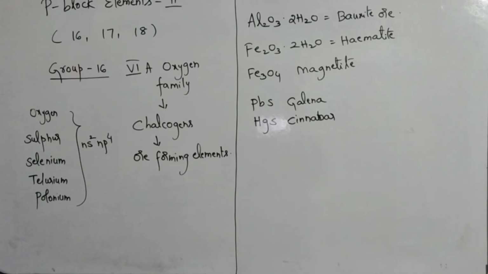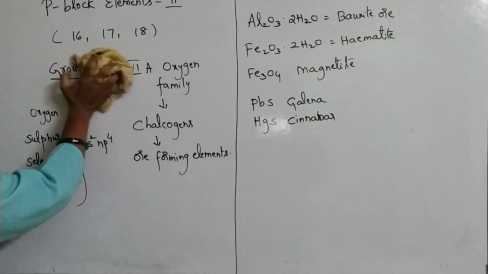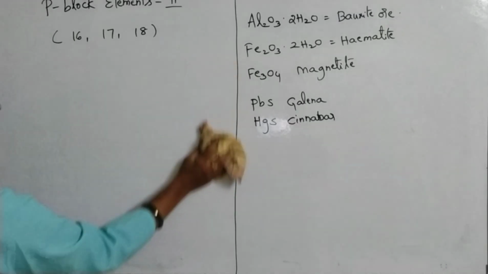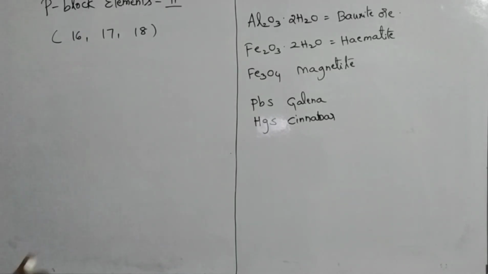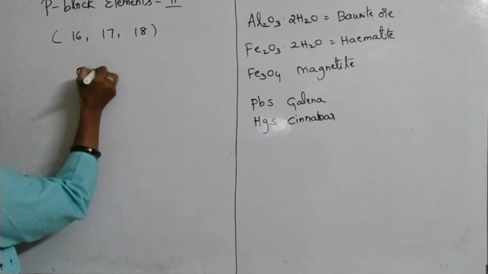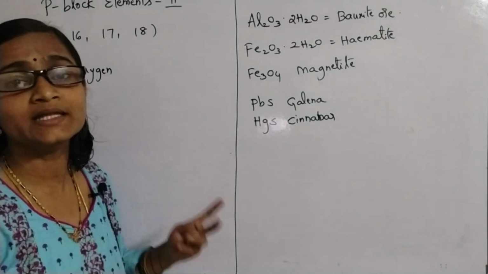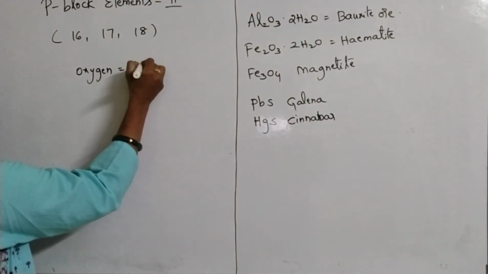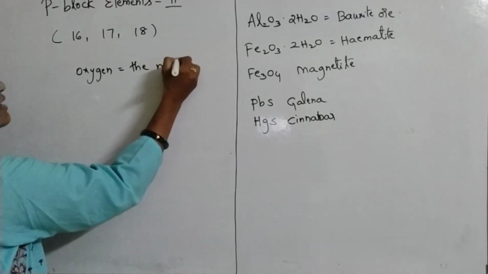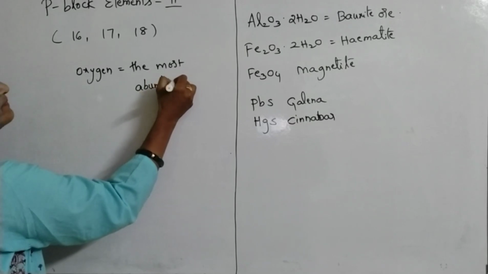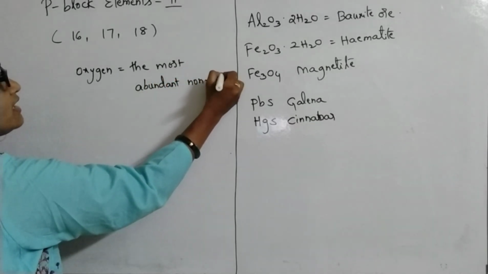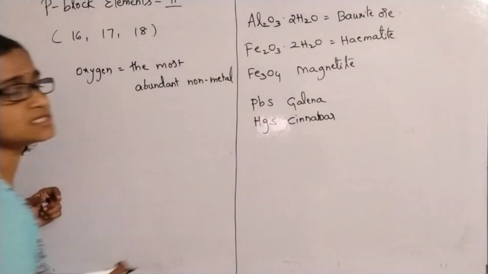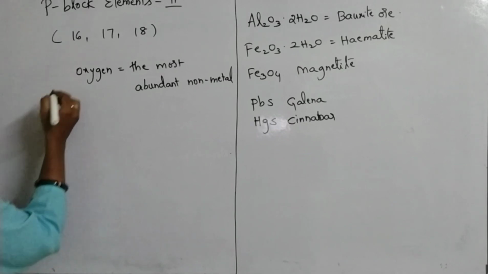So let us learn about the general physical and chemical properties of 6A group elements. Mainly if you go for the occurrence, you all know the first element of 6A group is oxygen. Oxygen is a very essential element for human beings. Oxygen is the most abundant element, even in the earth's crust and in the atmosphere. It is the most abundant non-metal, and under the earth's crust you find it in the form of oxide ores.